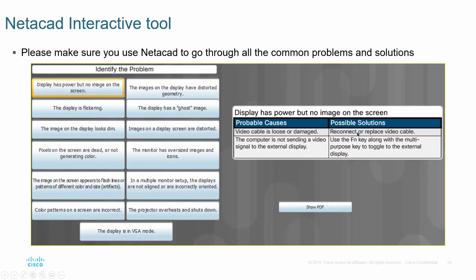Reconnect or replace the video cable. Use the FN key along with the multi-purpose key to toggle to the external display. So this usually is a solution for laptops, because most of the desktops don't even have the FN key. But for the laptops, you just have to use the FN key and the display icon that shows up in some of the F keys, and that would allow you to change the output.